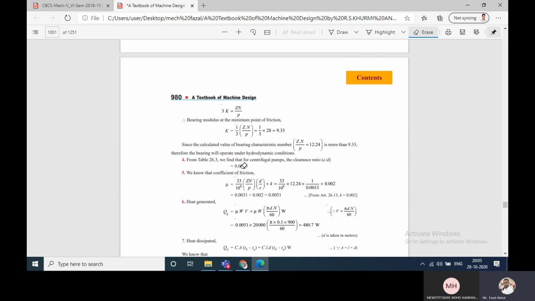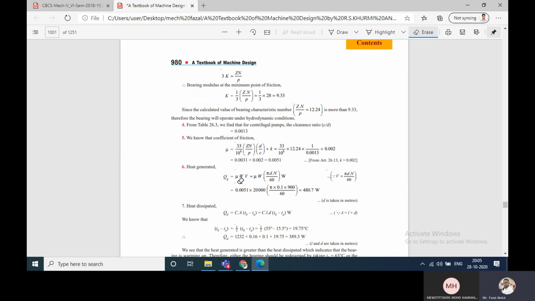Now from the table, C by D ratio also you need to select: 0.0013. Now whatever values you calculated, substitute all in this equation. Coefficient of friction is equal to 33 by 10 to the power of 8 Zn by P, D by C, plus K. K value is always 0.002. All values substitute here, you will get the value 0.0015.